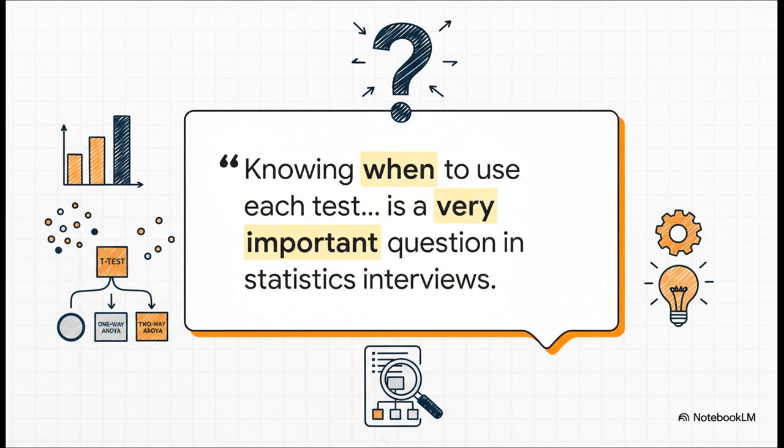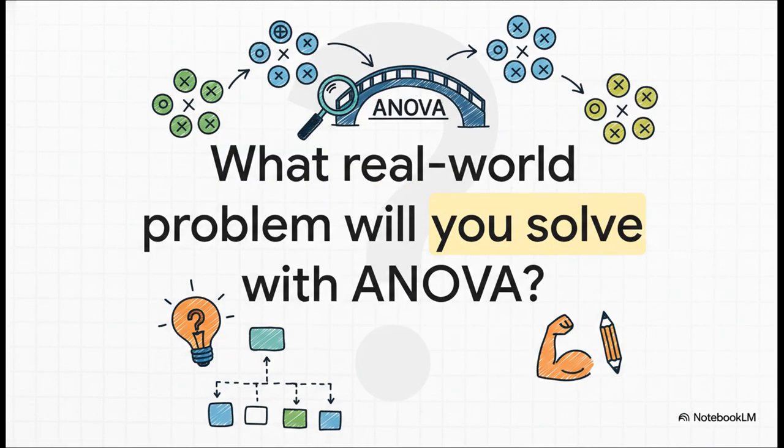When you're in an interview for a data science or analytics role, they want to know that you can pick the right tool for the right problem. It shows you don't just memorize definitions, it shows you know how to think like a real analyst. And that pretty much brings us to the end. We've seen that ANOVA is your key to comparing more than two groups and to really understanding what's driving the results you see. So I guess the only question left is, now that you know how it works, what interesting problem are you going to go solve with it?